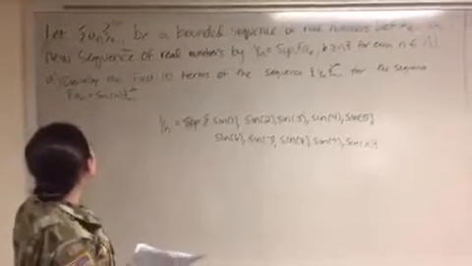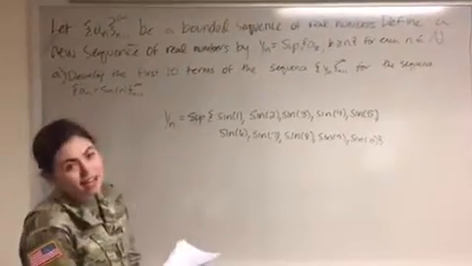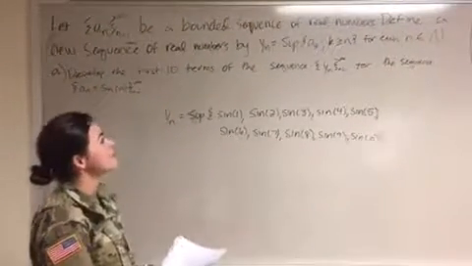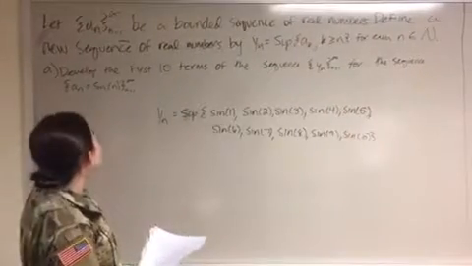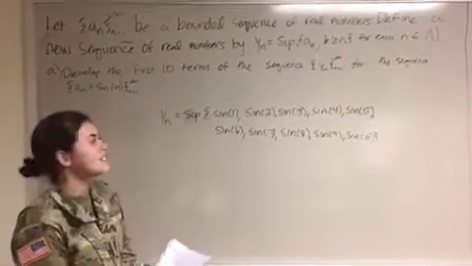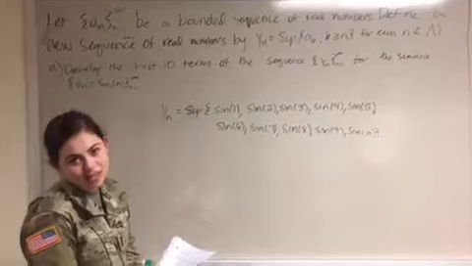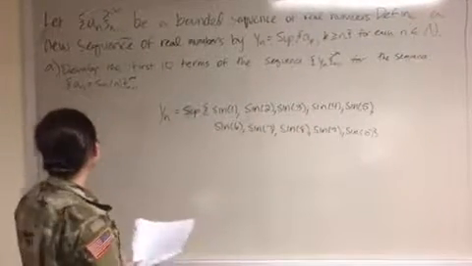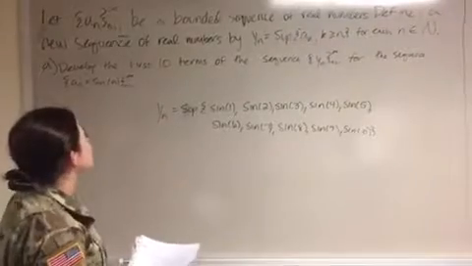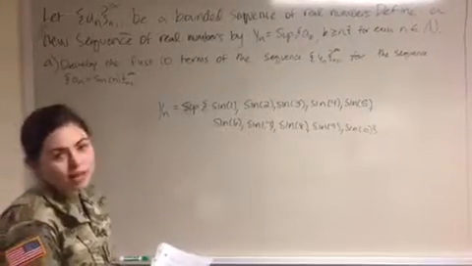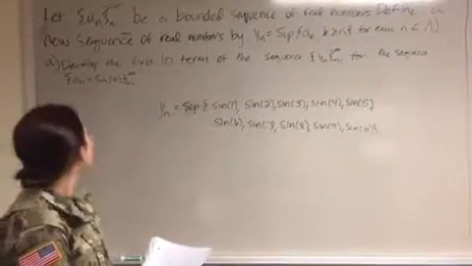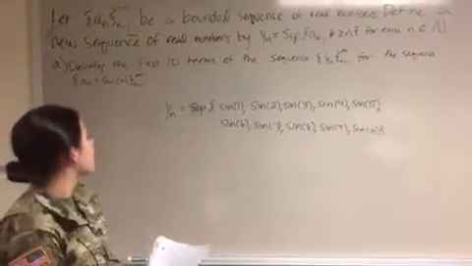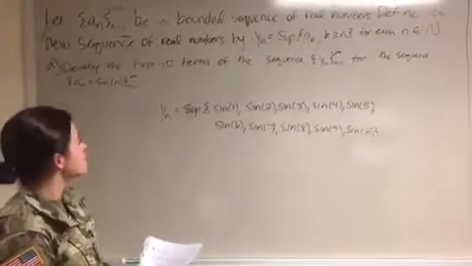The problem statement reads: let a sub n, from n equals 1 to infinity, be a bounded sequence of real numbers. Define a new sequence of real numbers by y sub n equals sup of a sub k, where k is greater than or equal to n, for each n within N. The first problem is to develop the first 10 terms of the sequence y sub n from n equals 1 to infinity for the sequence a sub n equals sine of n, from n equals 1 to infinity.